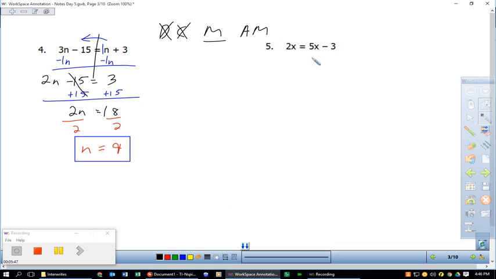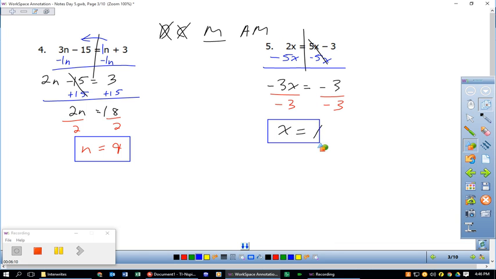All right, number 5, do the same thing. First, draw my line, subtract 5x, because I'm going to get it to the left. Subtract 5x. So in this case, I get negative 3x equals 0 pair, negative 3. Dividing by negative 3, x equals positive 1. Let me check that one real quick.